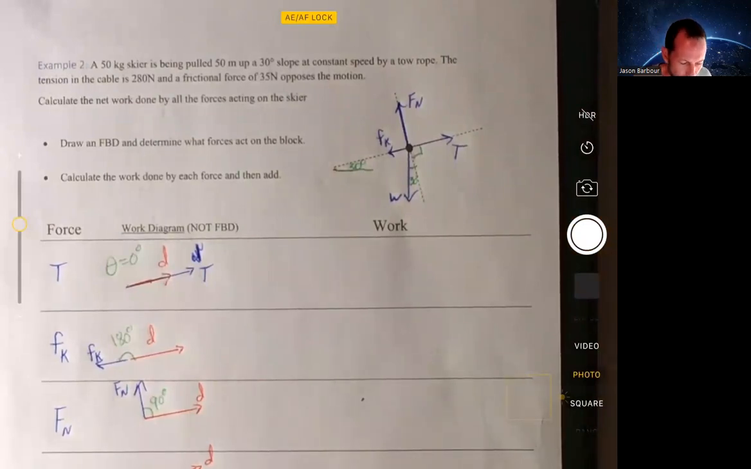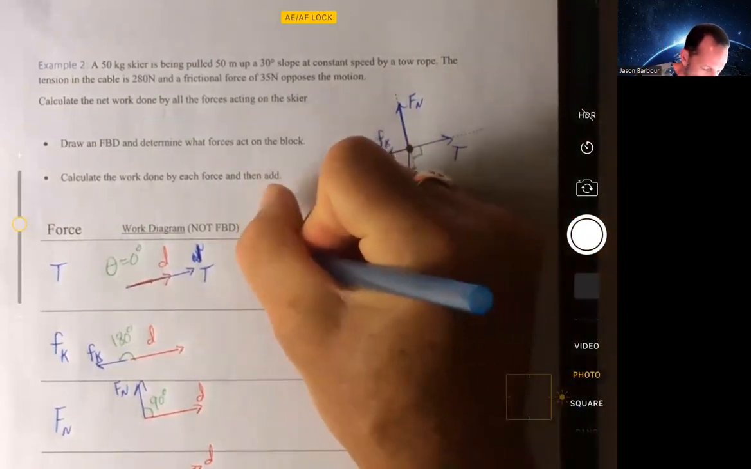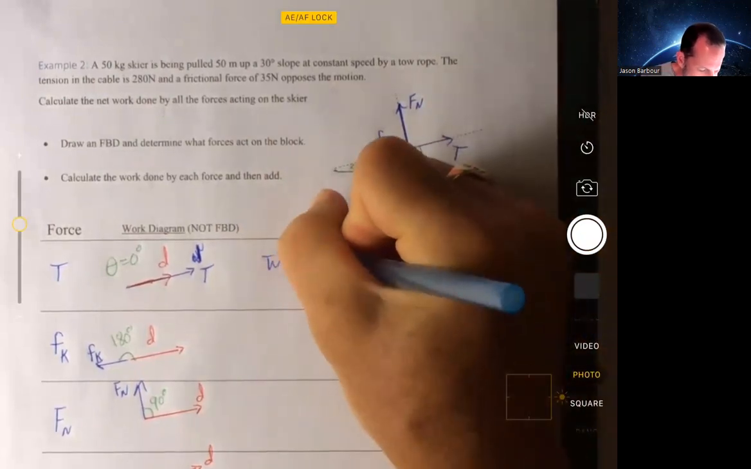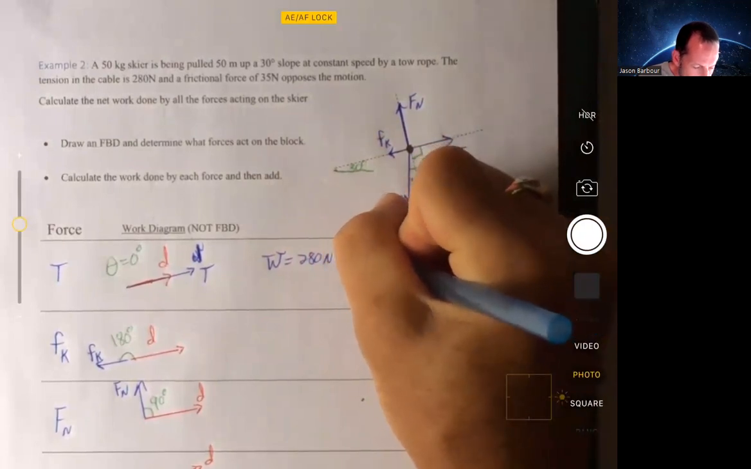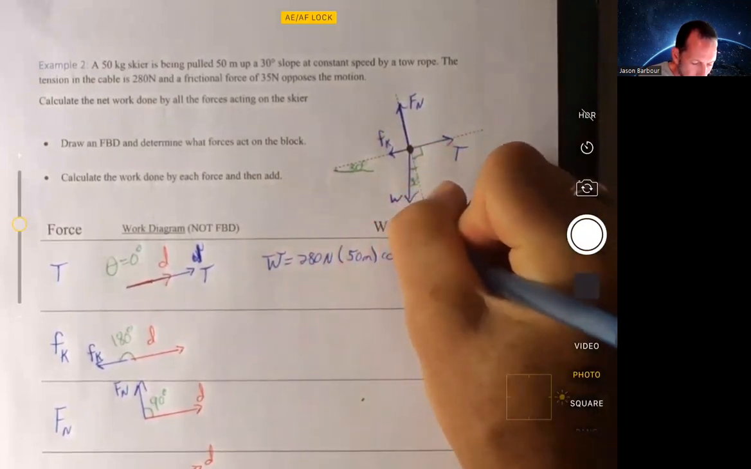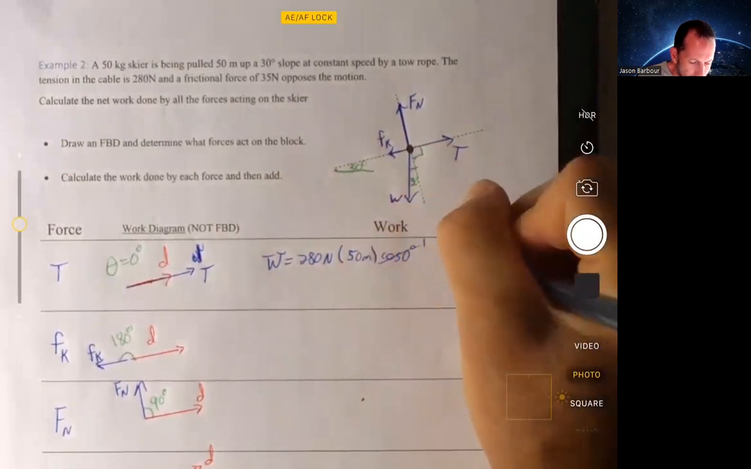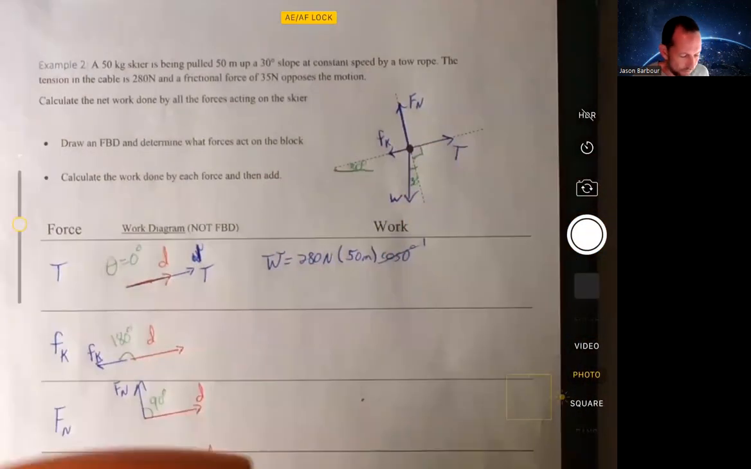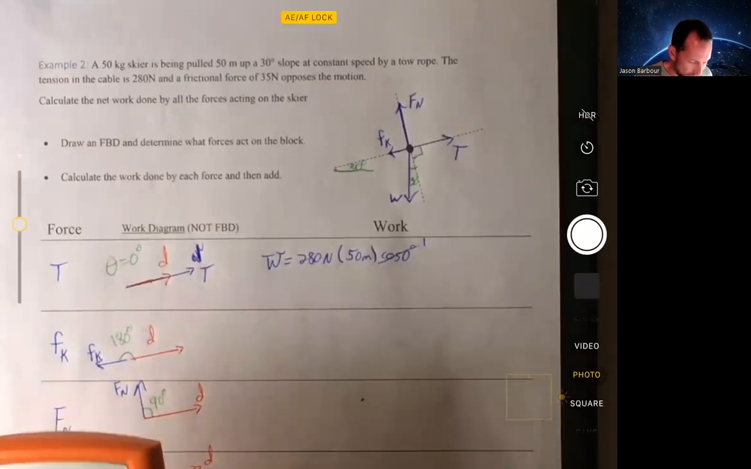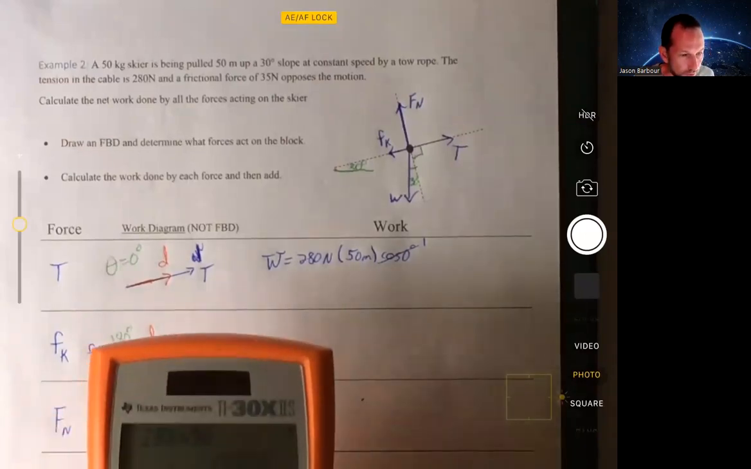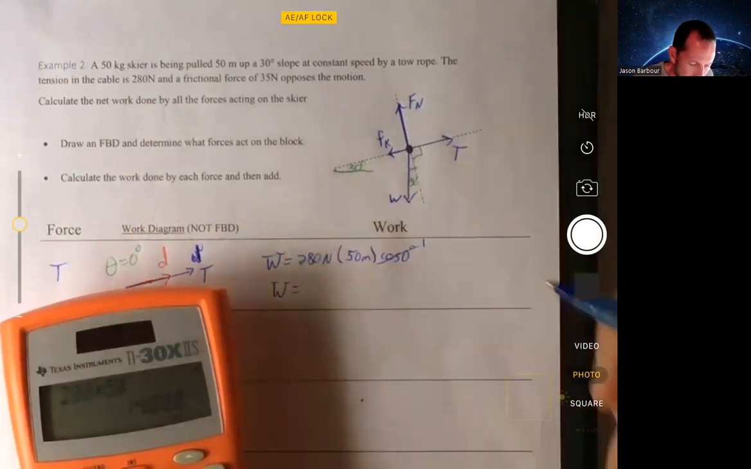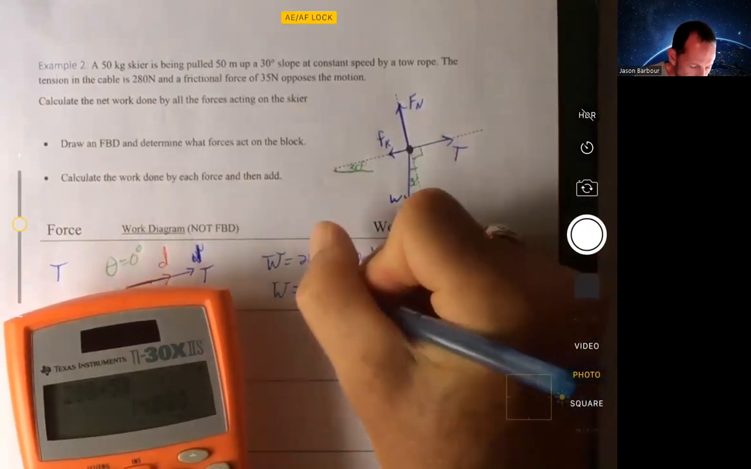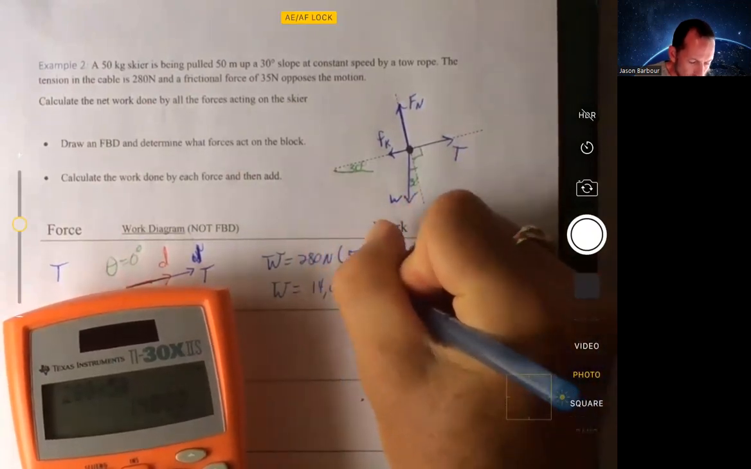All right, so that takes care of all of our work diagrams. Now we can calculate the work done. The work here is 280 newtons times 50 meters times cosine of zero. And cosine of 0 degrees is just one. So 280 times 50. You can type times cosine of zero into your calculator if you want, but it's not going to make any difference. We have newtons times meters, and that's 14,000 joules.